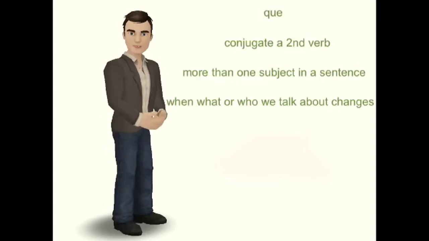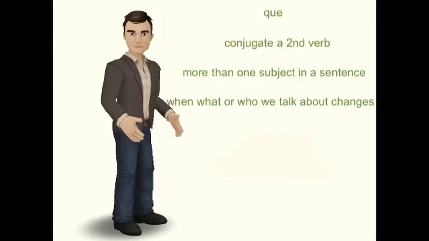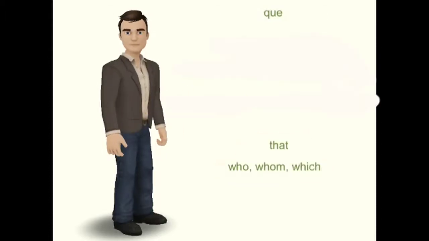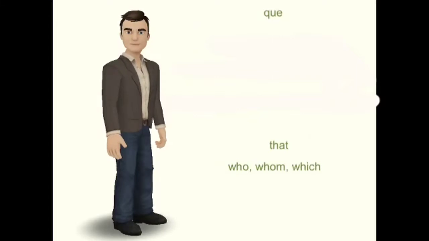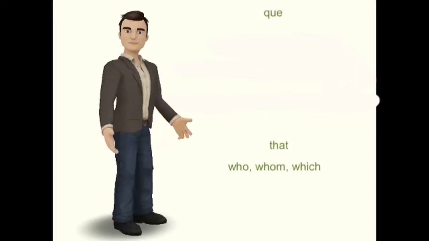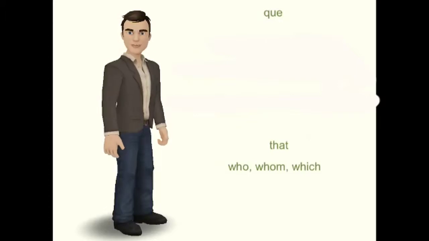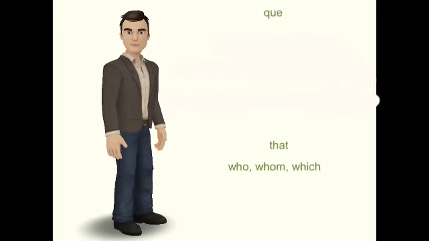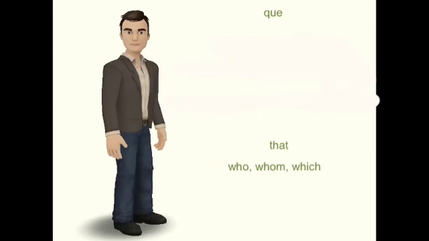We usually use the word that in English for the same purpose. But we also use who, whom, and which. These are called relative pronouns. These are words that introduce a string of words relative to a previously mentioned word in the sentence. Here are some examples in English and Spanish.